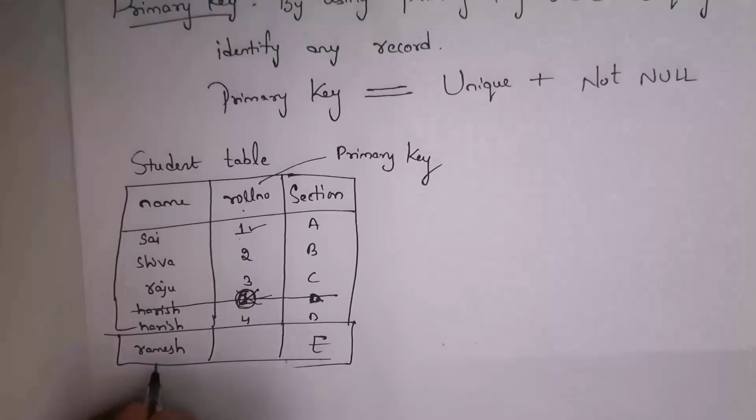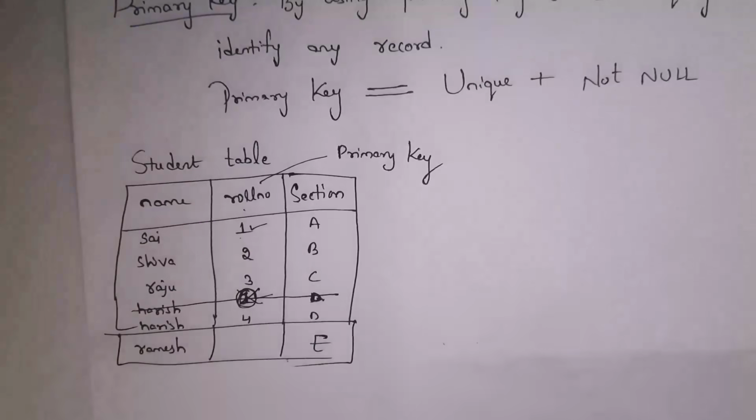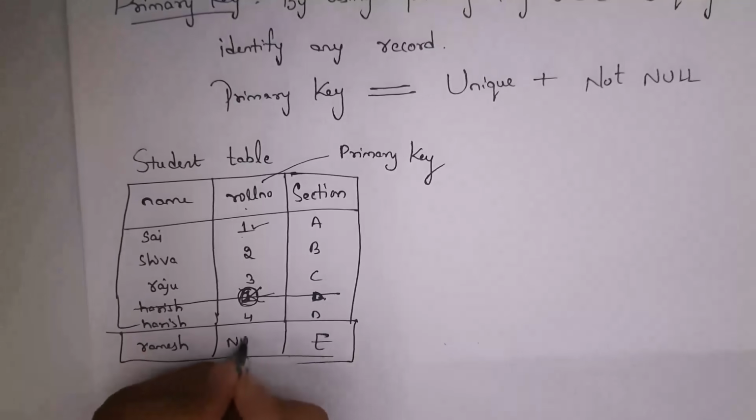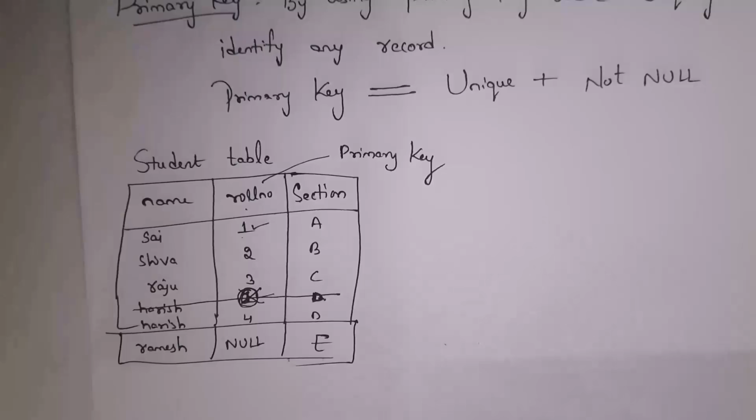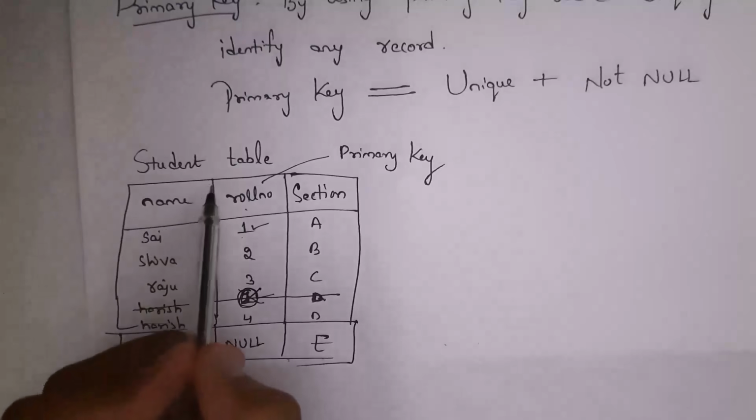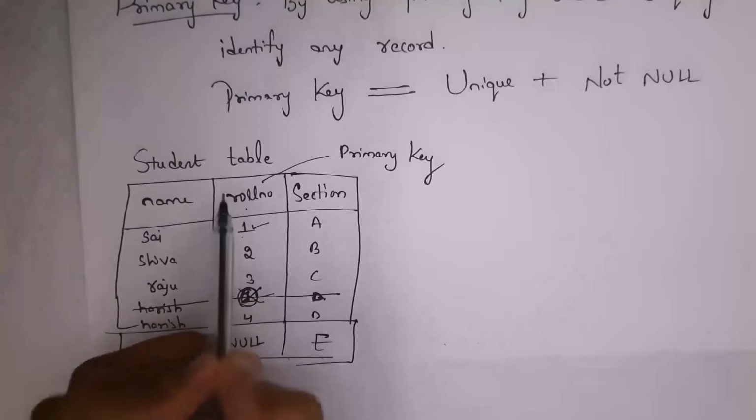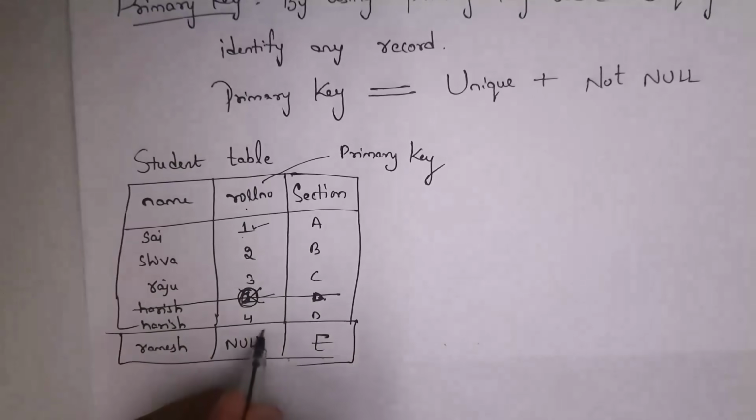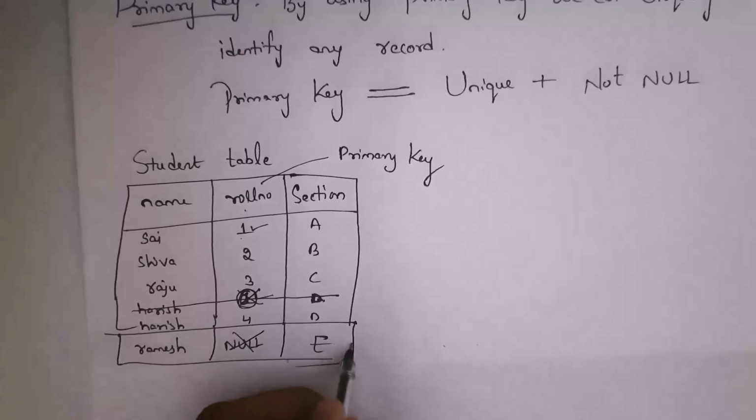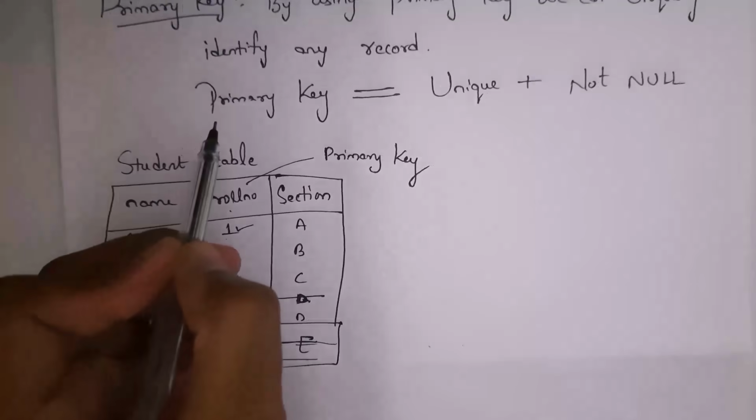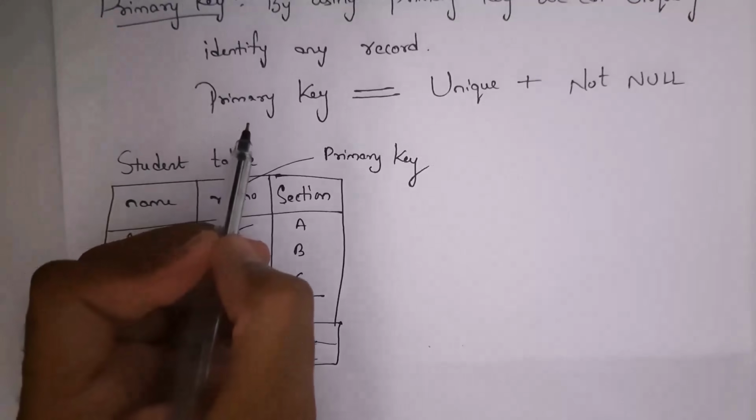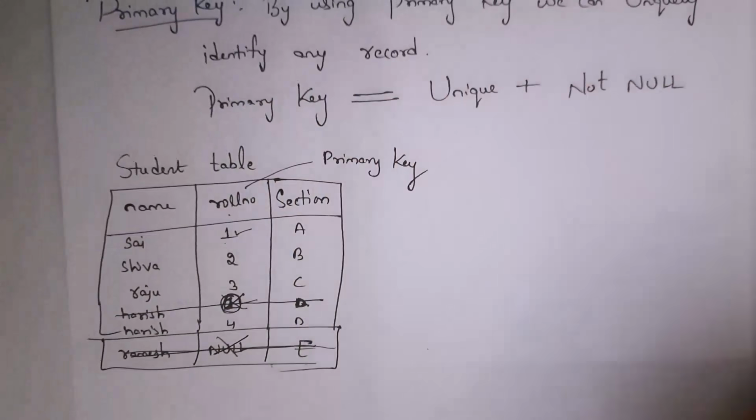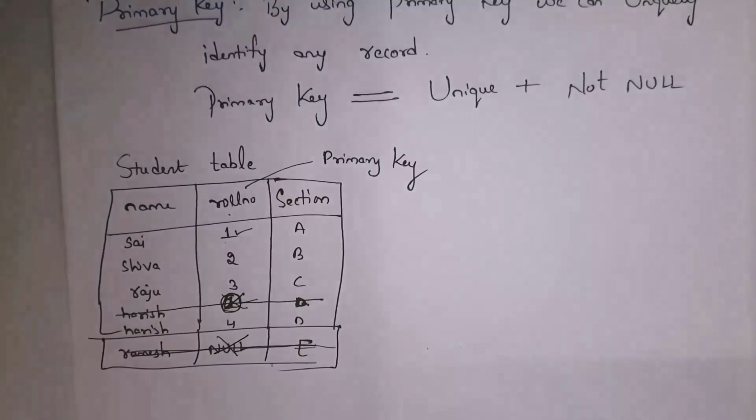For example, there is another student, Ramesh, and section E. I don't want to give a roll number for Ramesh, so I will write null here. Null is nothing but empty. But whenever you give a primary key for any particular column, then null values are not accepted. Here the roll number column is the primary key, so null values are not accepted. So it will not insert this record. Whenever you give a primary key for any particular column, then that column must contain unique values and null values are not accepted. This is all about primary key.